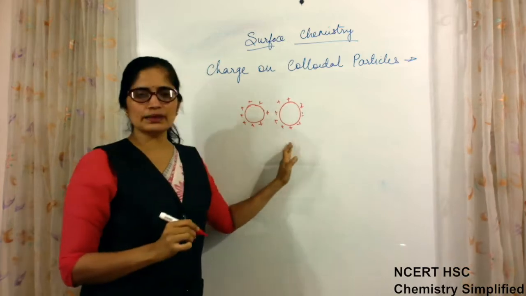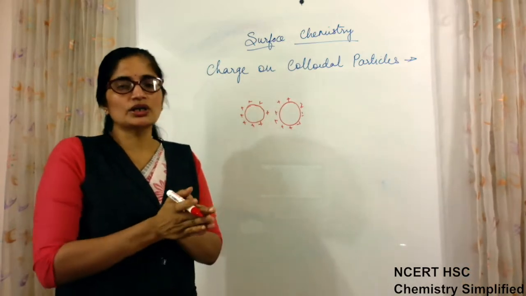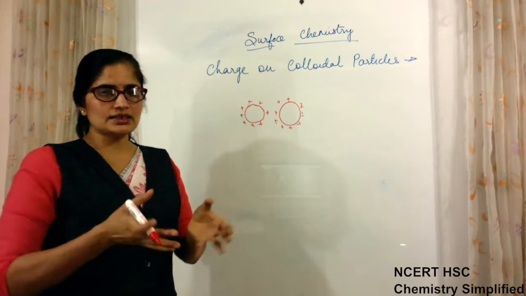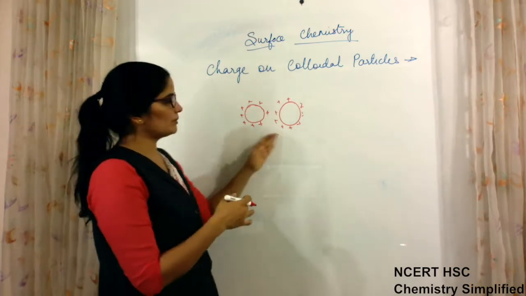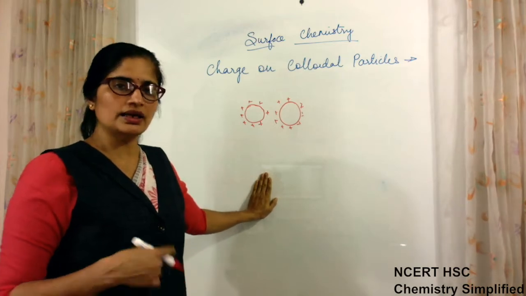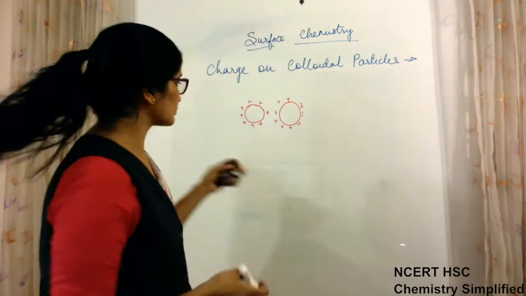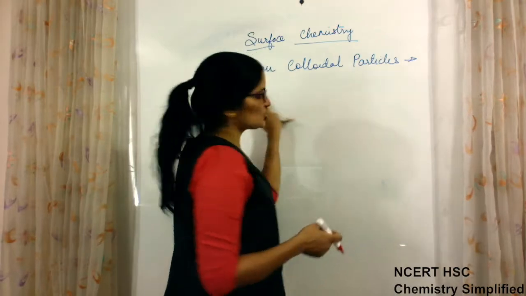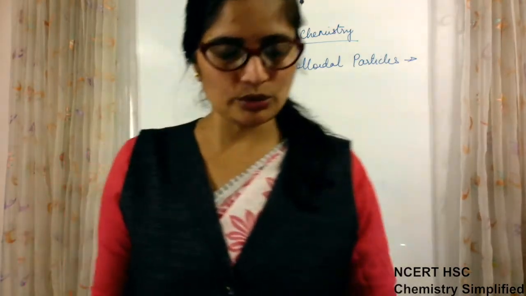And because of this repulsion, they are not coagulating and they are separate from each other. Or they may have negative charge. So all particles in one colloidal solution will have negative charge. Clear? Now, how this charge is acquired, this we have to see.